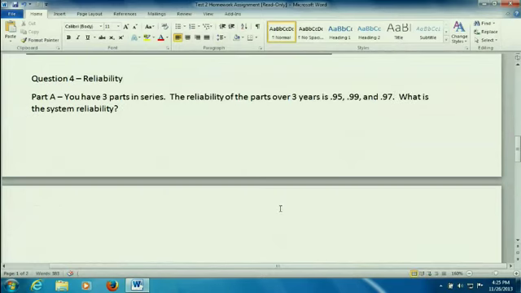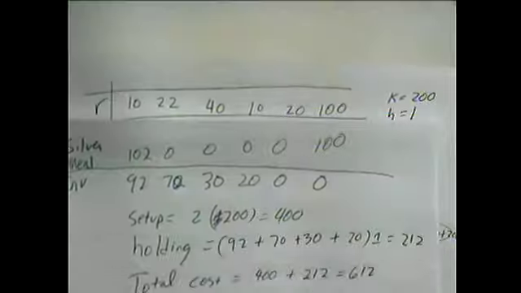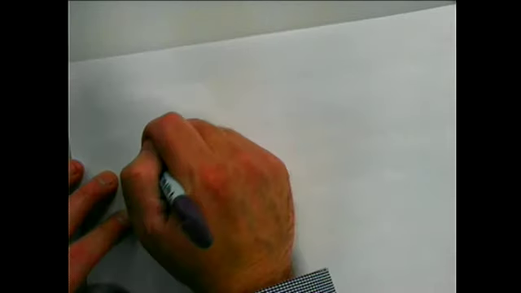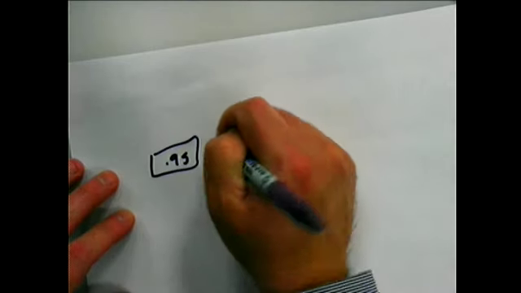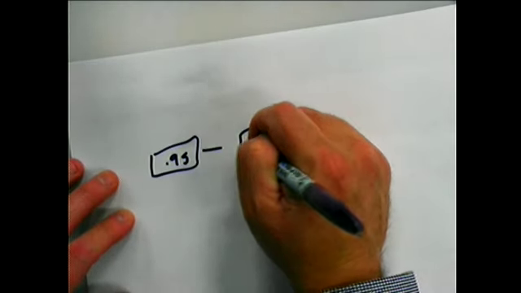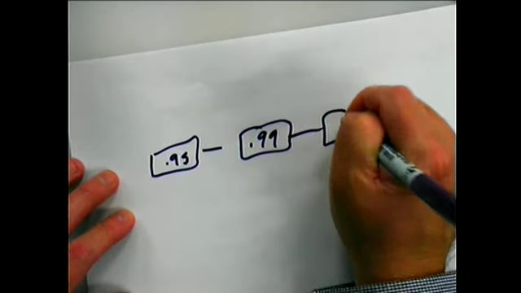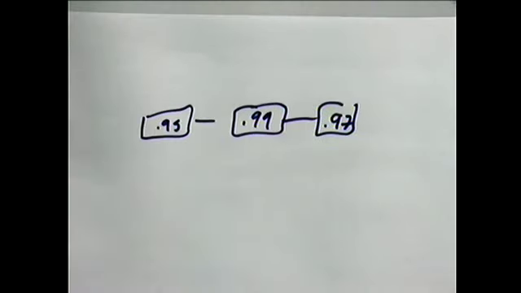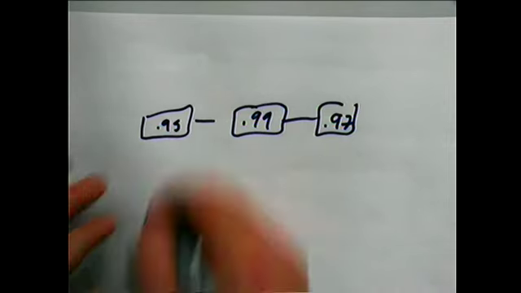Okay, next problem. You have 3 parts in series. The reliability is 95, 99, and 97. What is the system reliability? If you have parts in series, it means what? It fails if one of them fails, correct? So if they're in series, you multiply the failures or the reliability? You multiply the reliability, right? Because they all have to survive for the whole thing to survive.